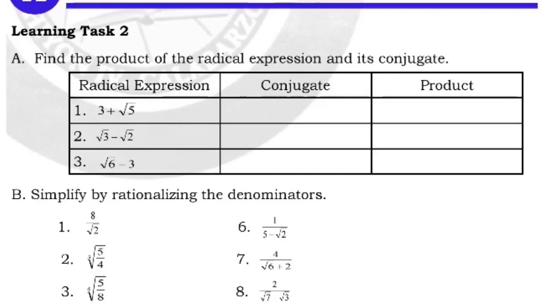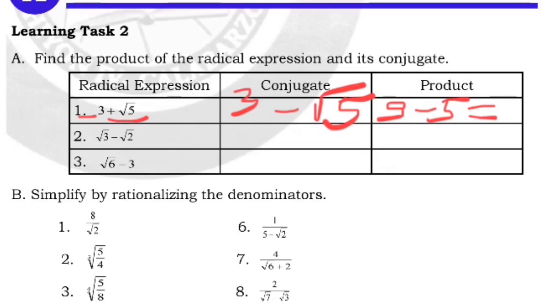Learning task 2. Find the product of radical expression and its conjugate. So for number 1, the radical expression is 3 plus square root of 5. So its conjugate will be 3 minus square root of 5. And for the product, we're going to have 3 squared, that will be 9. Then square root of 5 squared, that will be 5. So 9 minus 5, that will be equal to 4.